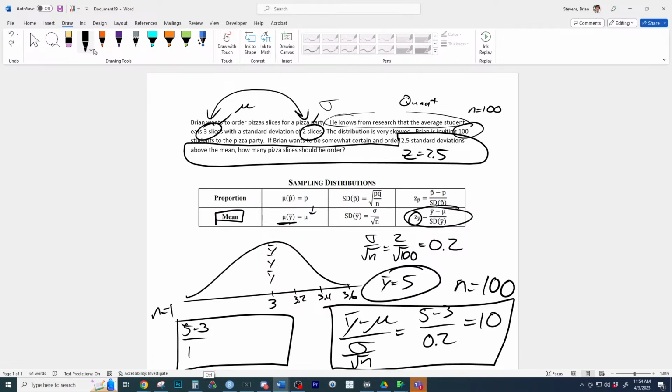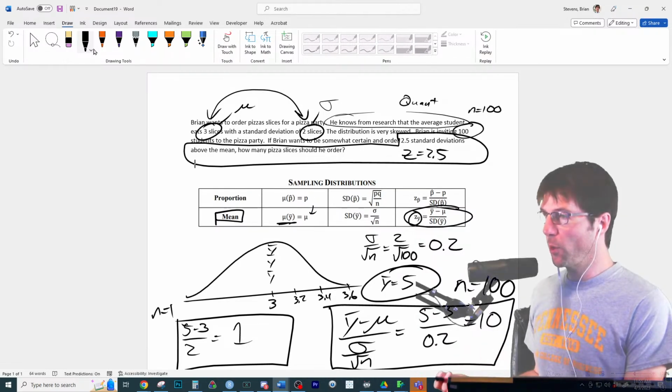Standard deviation originally is 2. No, because that's just a z-score of what? One student eating 5 slices is a z-score of 1. So, frankly, it would only get kind of weird if a student ate a full pizza.